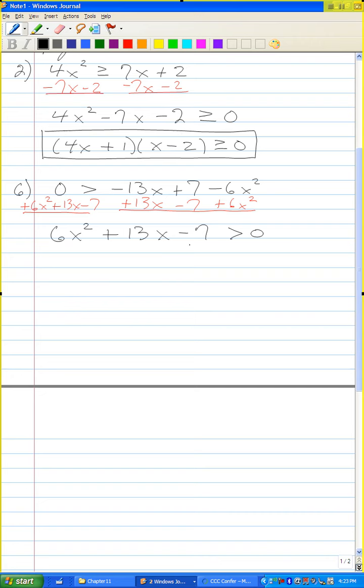I guess you can't quite factor it, let's just see. 14 and 3, 21 and 2. I guess if that was a plus sign instead of a minus 7, I could factor it, but I don't seem to be able to factor it over the rationals. I can factor it, of course, over the complex numbers.